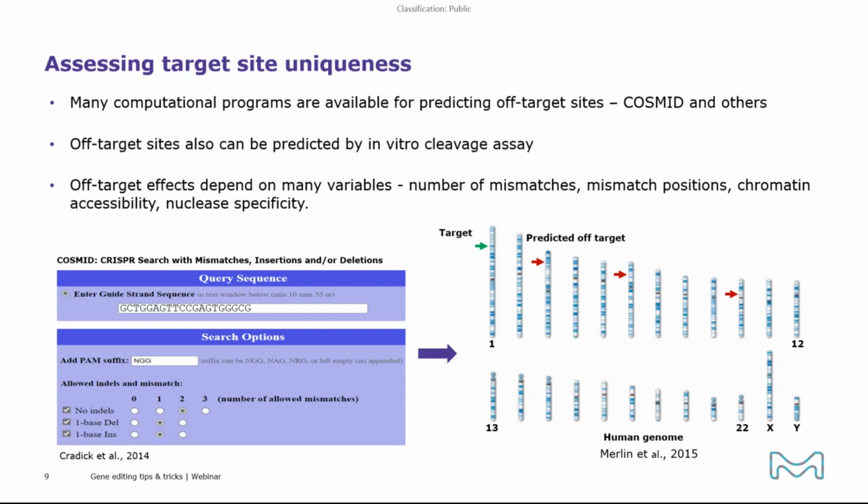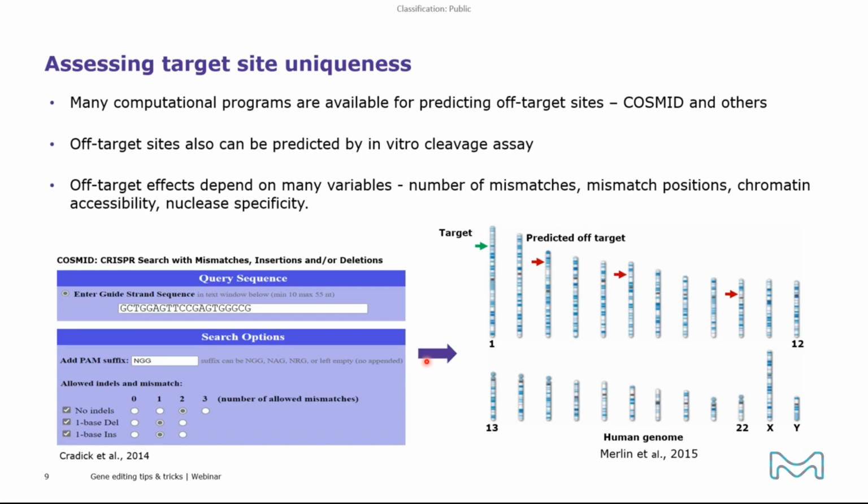For example, the COSMID program is quite popular for searching potential off-target sites. And you can also use an in vitro cleavage assay to identify off-target sites.